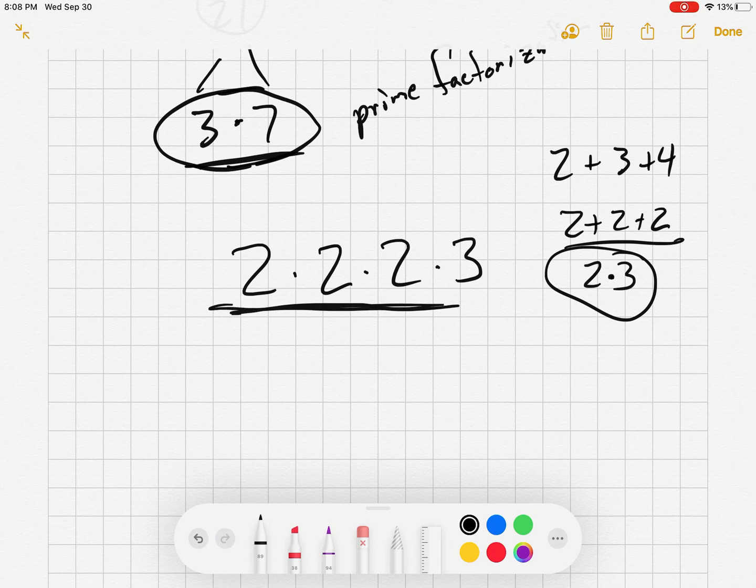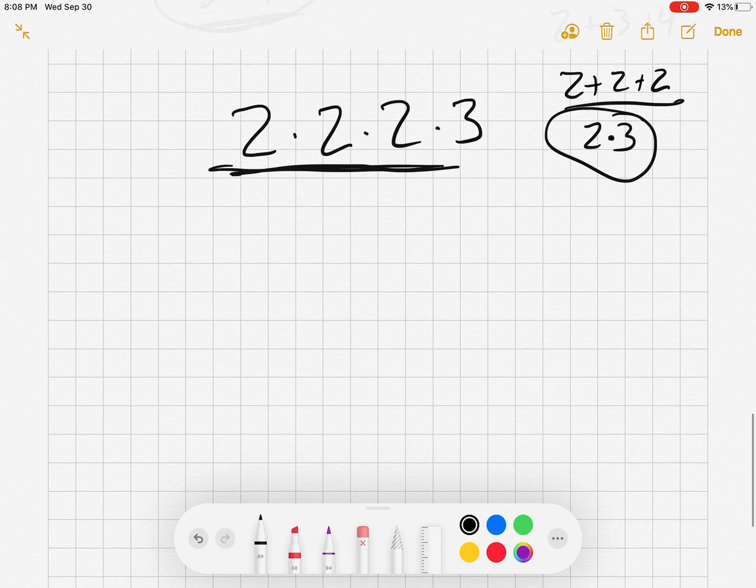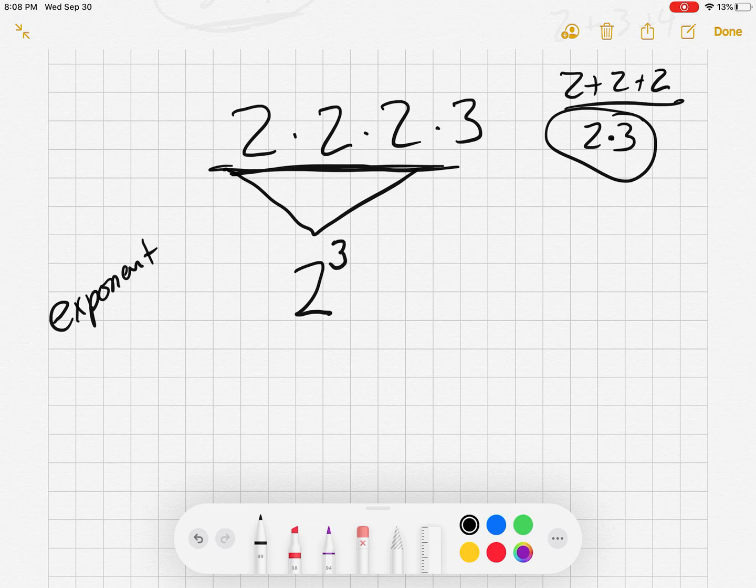Well, guess what? We as mathematicians have a quicker way of writing what we call repeated multiplication. When we have 2 times 2 times 2, instead of writing it out, we have a different way of doing it, and we call it an exponent. So 2 times 2 times 2 is 2 to the third power. Okay, what does that mean? That means that it is 2 times 2 times 2, 3 times. Okay, and then we still have to bring down our 3. So that's 2 to the third power times 3.